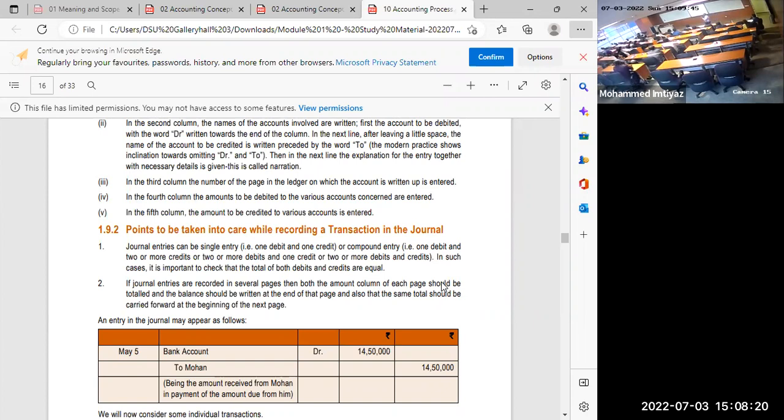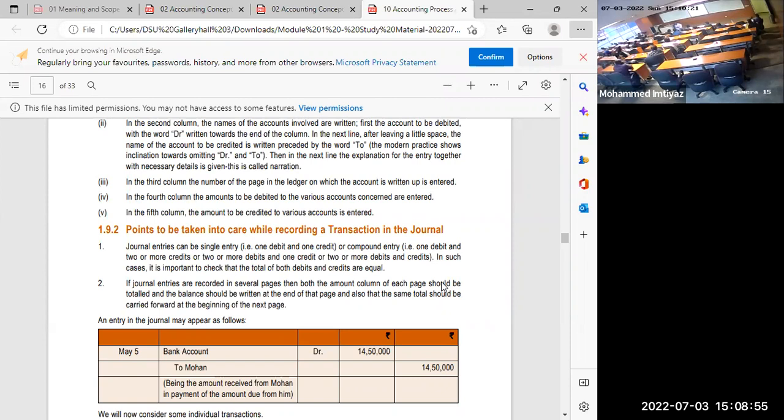Cash paid to Mr. Rajesh. What are the two aspects in it? Which are the two accounts that are affected here? My cash balance is going to reduce. The money that I owe to Rajesh is also going to be reduced. The financial relationship between me and him is going to come down.